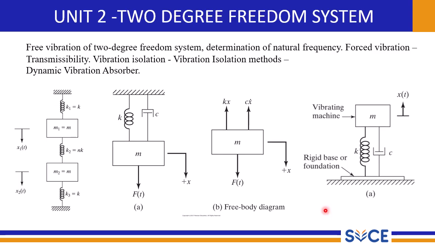Moving on to Unit 2, we will now step up the complexity and explore systems with 2 degree of freedom. In the previous unit, we focused on systems where the motion could be described by a single coordinate. However, many real-world systems require more than one coordinate to fully capture their vibratory behavior. In this unit, we will first examine the free vibration of these 2 degree of freedom systems and learn how to determine their natural frequencies.